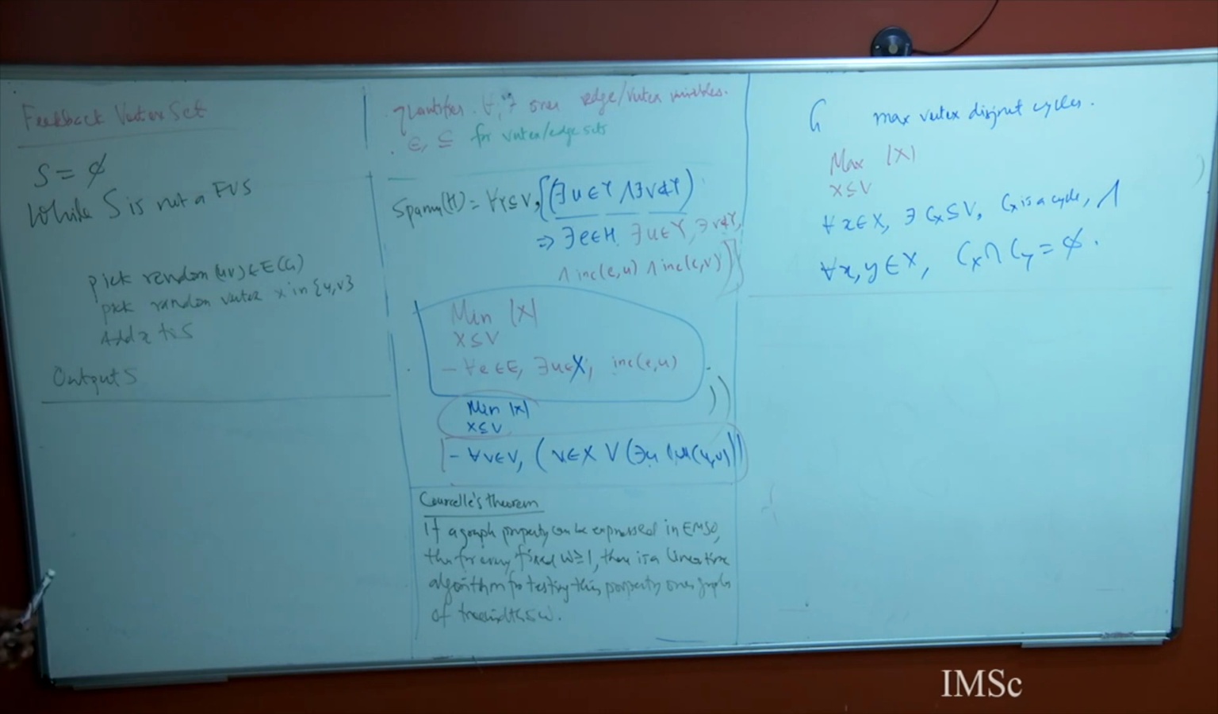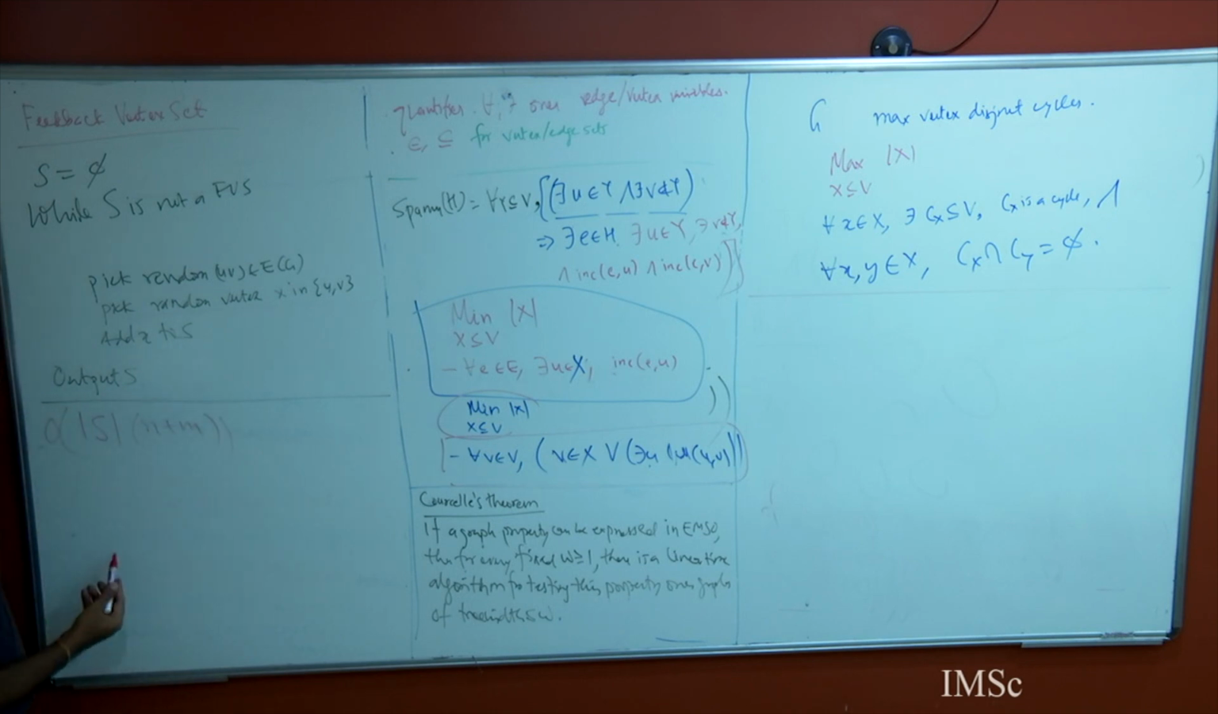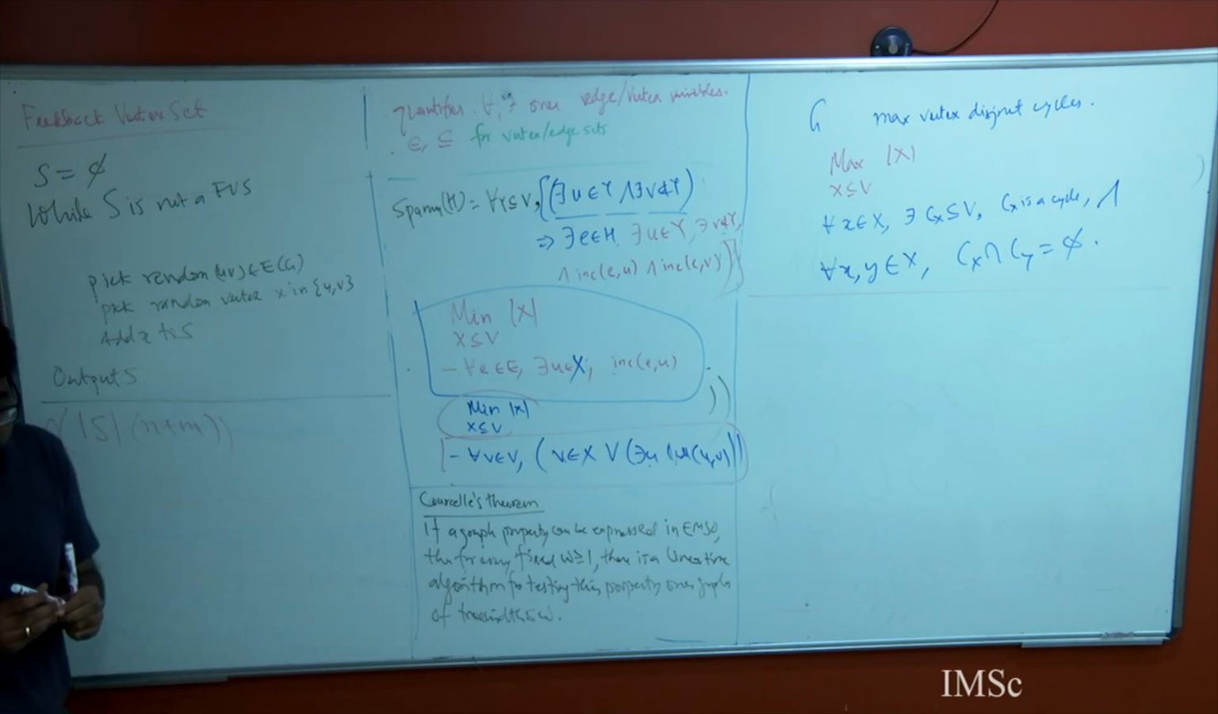So the algorithm runs in time size of S times some n plus m, because all it is doing is picking some edge at random, picking some vertex at random, and checking. But let's write down what is the success probability of this algorithm.